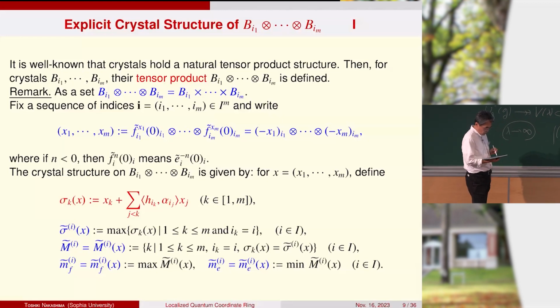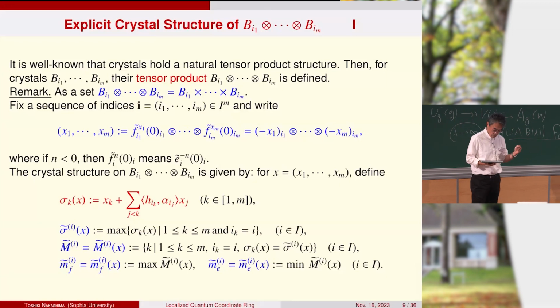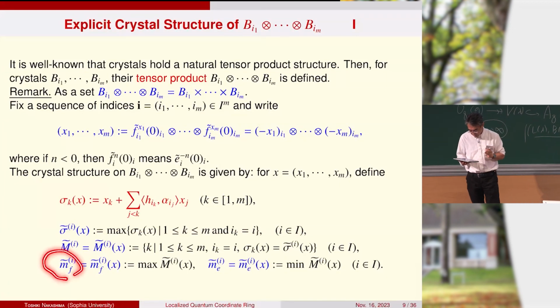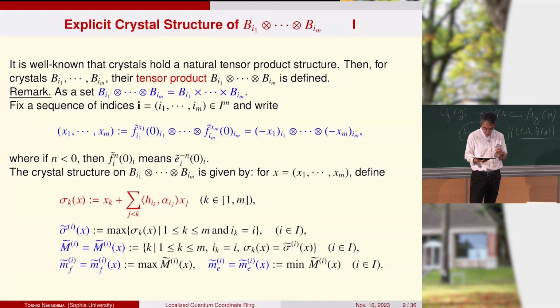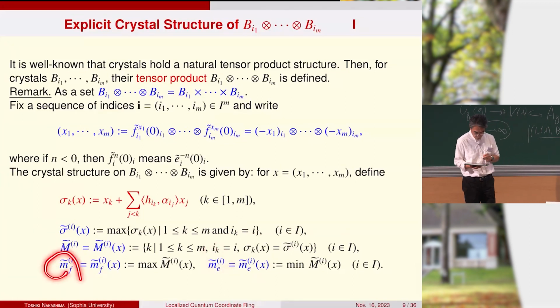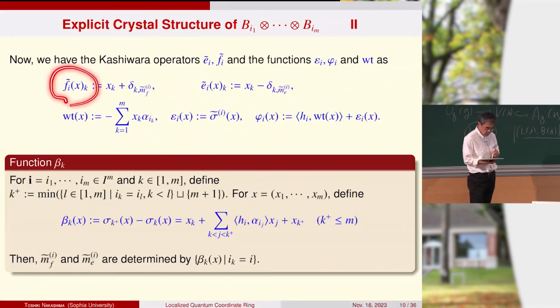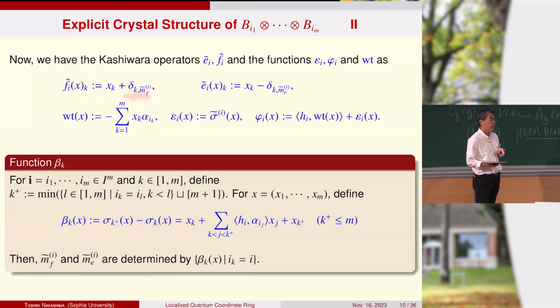Here this is the maximum, and this says where the range of the maximum is. This is the rightmost, and this is the leftmost. Then we fix this from this function. Then the action by fi tilde and ei tilde is defined like this. So fi tilde x is just plus 1 only here, and ei tilde is just minus 1 only here. So it's very simple.